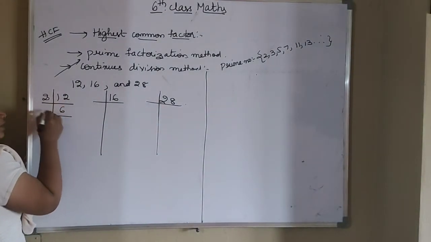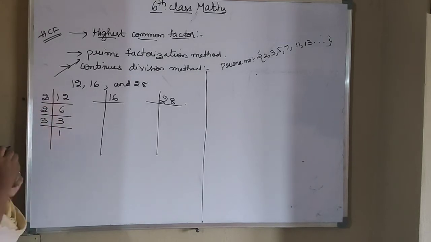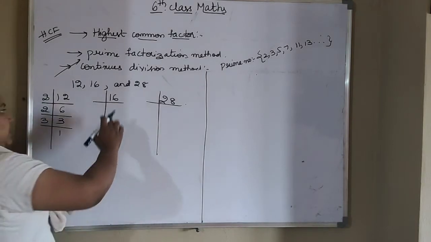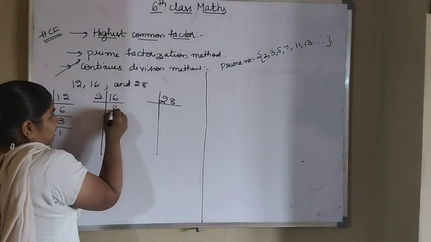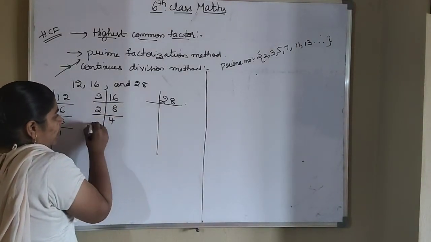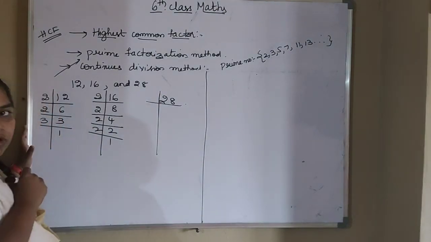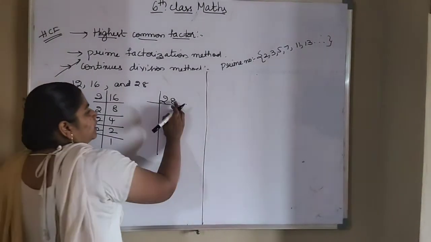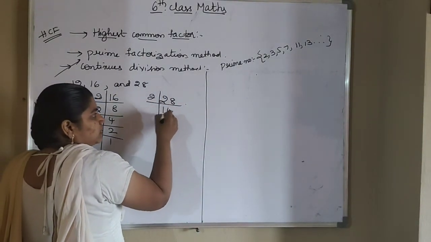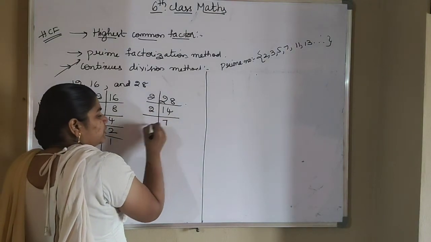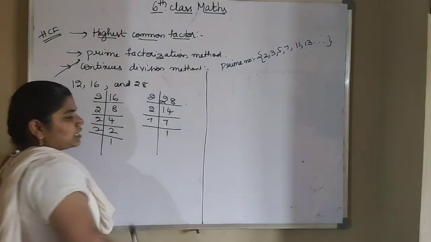2 is an even number, so I am taking the 2 table. 2 6s are 12, 2 3s are 6, 3 is a prime number, 3 1s are 3. In the same way 16. 6 is an even number, so I can take the 2 table. 2 8s are 16, 2 4s are 8, 2 2s are 4, 2 1s are 2. Now 28. 8 is an even number, so we can do it in the 2 table. 2 14s are 28, 2 7s are 14, 7 is a prime number. So 7 ones are 7.